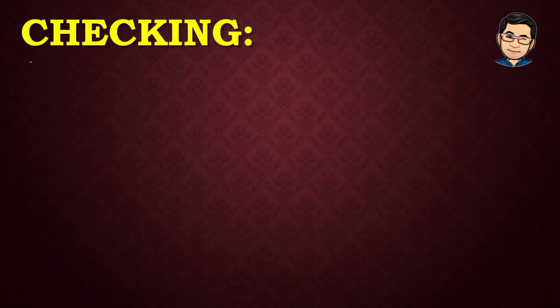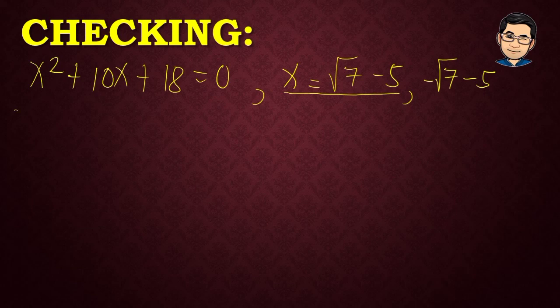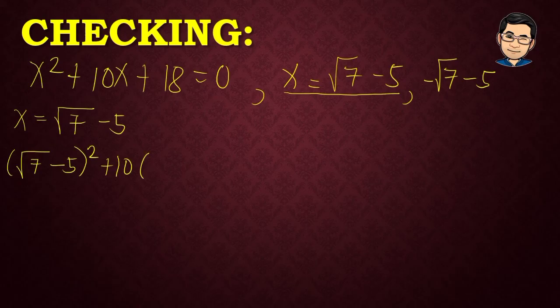So, we write the equation, x squared plus 10x plus 18 equals 0. And then, the roots we got, square root of 7 minus 5, and negative square root of 7 minus 5. So, here first with square root of 7 minus 5. So, this is a bit long. But, as long as you follow the process, you will get it. So, it is important that we have checking to verify if our answers are correct.